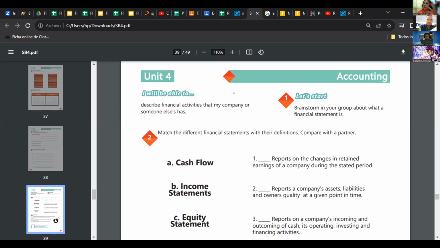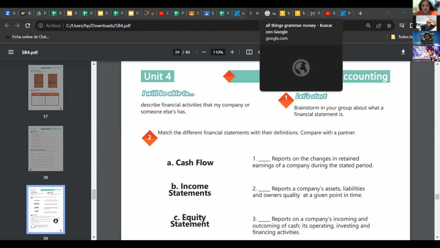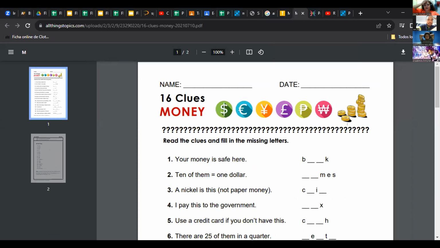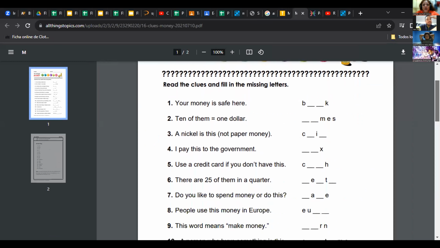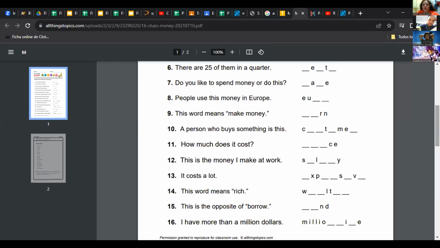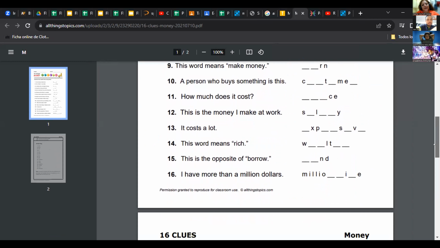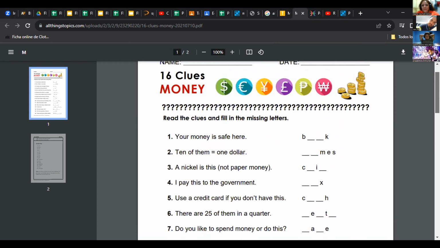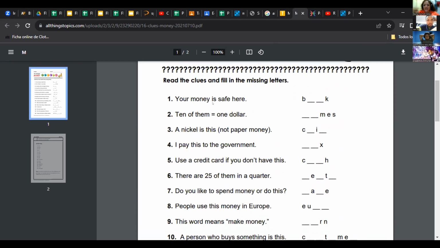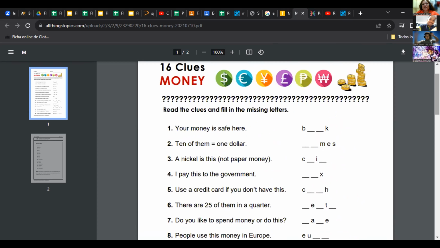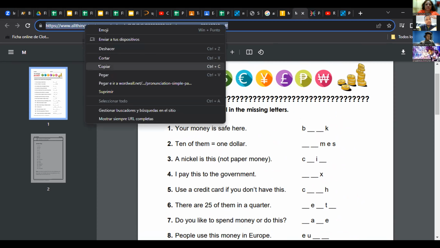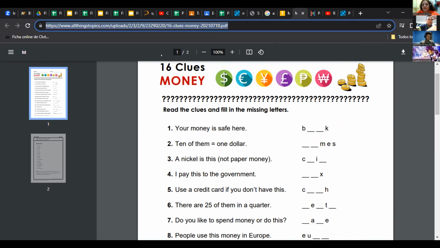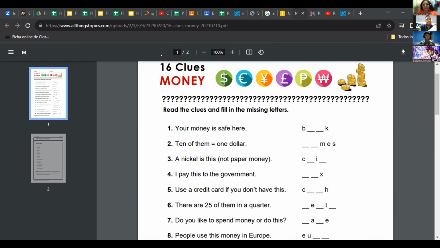Okay, well, before talking about accounting and money and technical vocabulary, I'm going to give you a little exercise related to money, all right? You have to read the clue and guess the meaning of the word. I don't want you to look at the answers, okay? Try to guess the word by the definition. Bank. Your money is safe here, bank. Va a aprender bastante vocabulario nuevo. So, I'm going to send the link, all right? And Daniel's group, I will give you some extra time so you can finish the exercise.